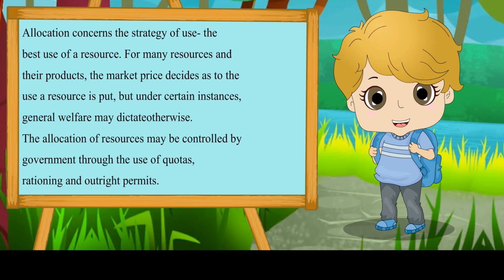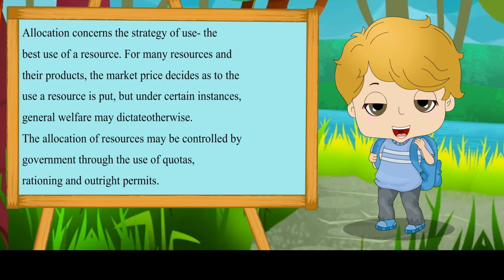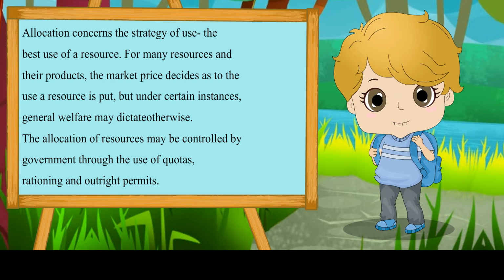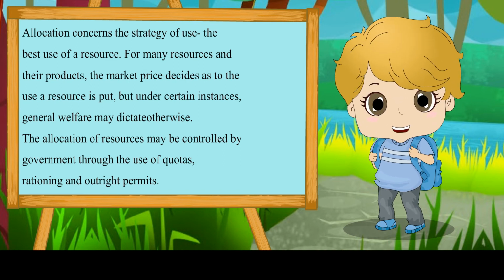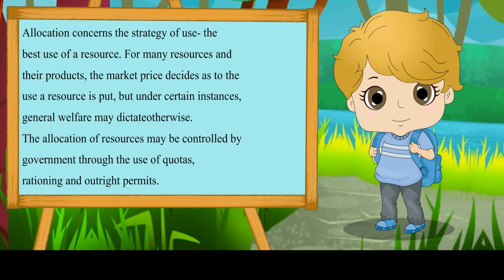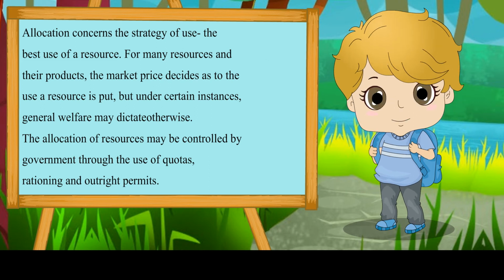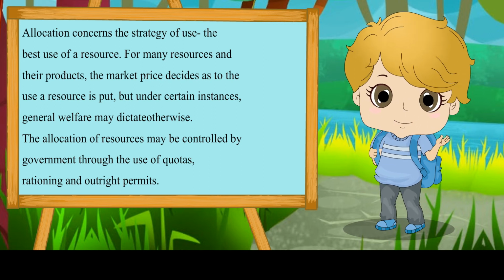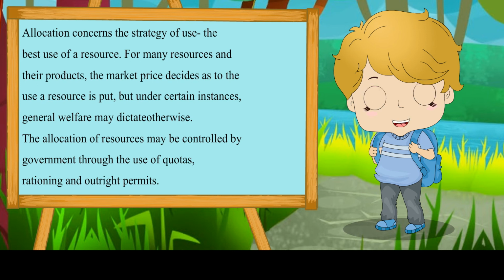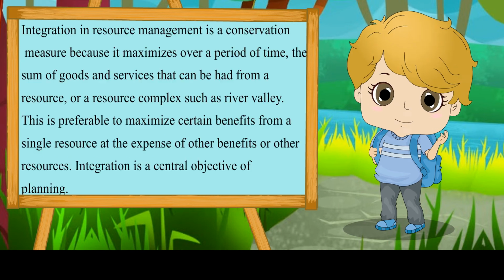Allocation. Allocation concerns the strategy of use, the best use of a resource. For many resources and their products, the market price decides the use to which a resource is put. But under certain instances, general welfare may dictate otherwise. The allocation of resources may be controlled by government through the use of quotas, rationing, and outright permits.